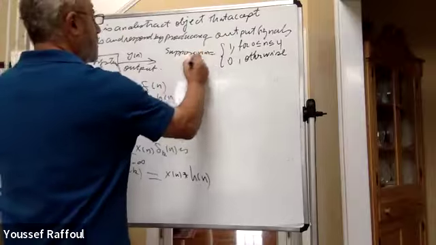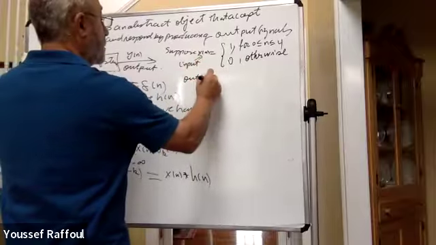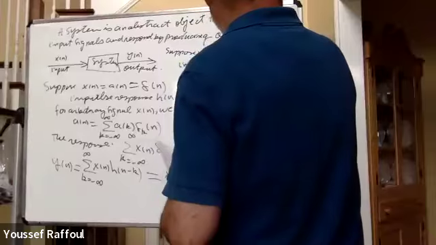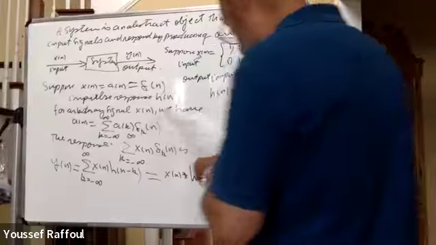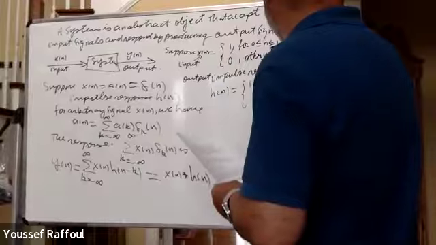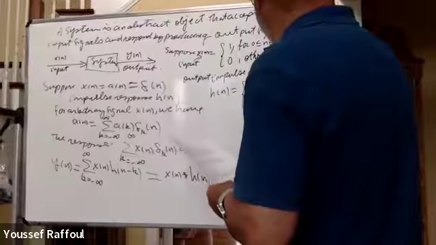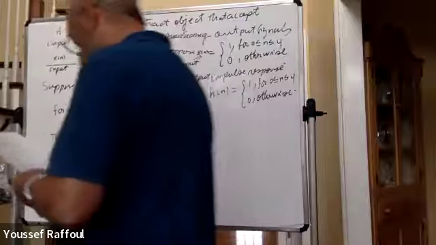And the impulse response, so this is the input, and we have the output of an impulse, the impulse response h(n), equal to 1 for 0 less or equal to n less or equal to 4 and 0 otherwise.